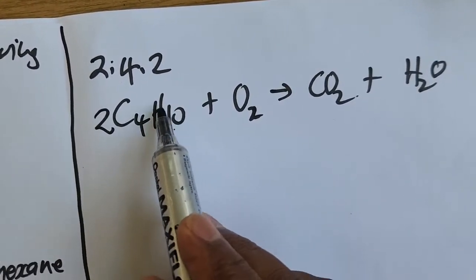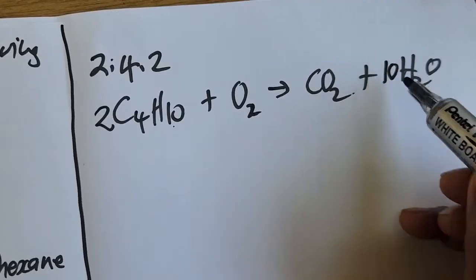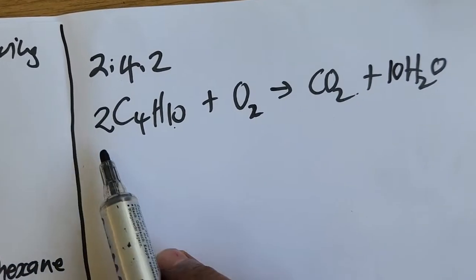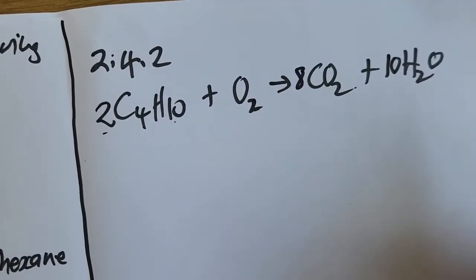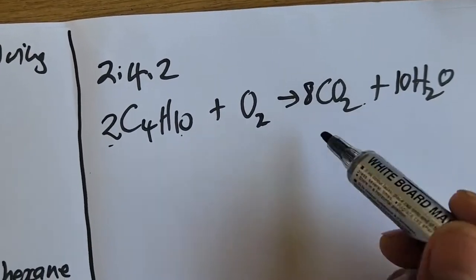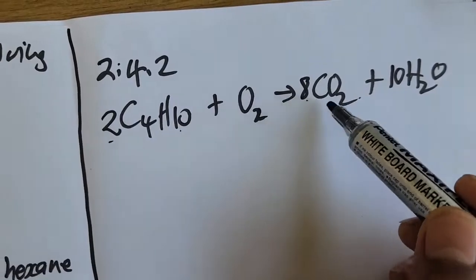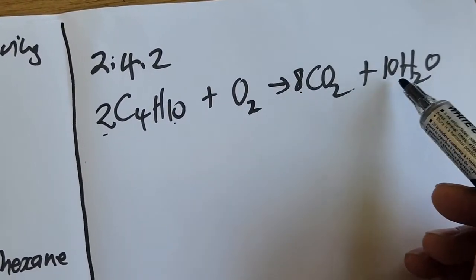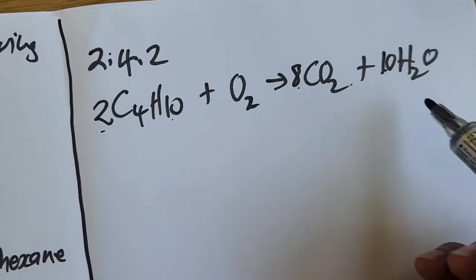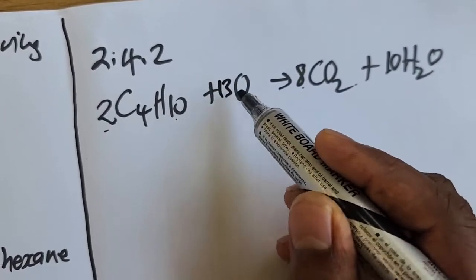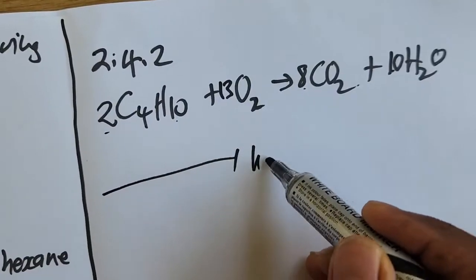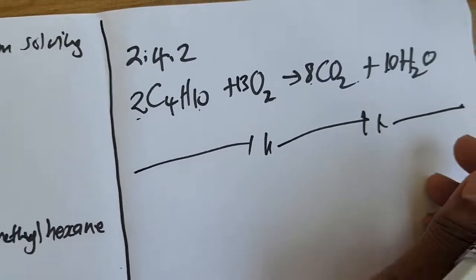Now take the number of hydrogens here to be the coefficient of water. Next one, balance carbon: 2 multiplied by 4, 8 right in front of the carbon dioxide. And the last one is for oxygen. Leave oxygen to the last. 8 multiplied by 2 is 16. 16 plus 10 is 26. Divided by 2 is 13. You are done. So this will be this question 2.